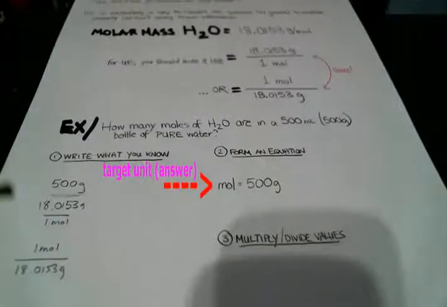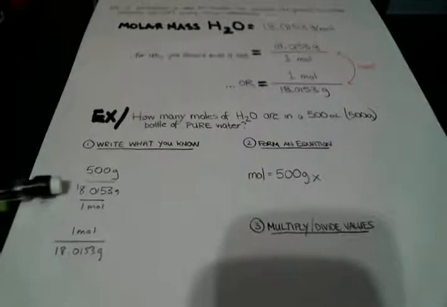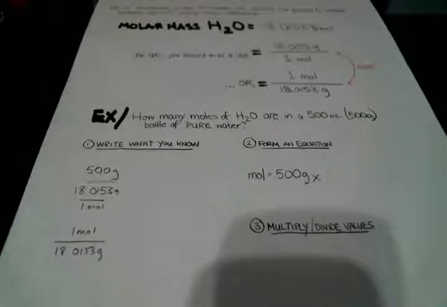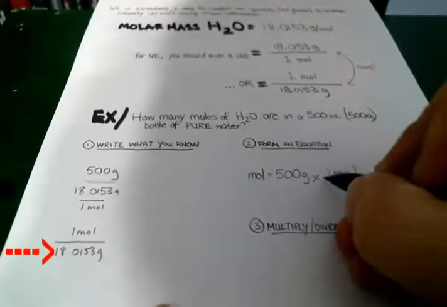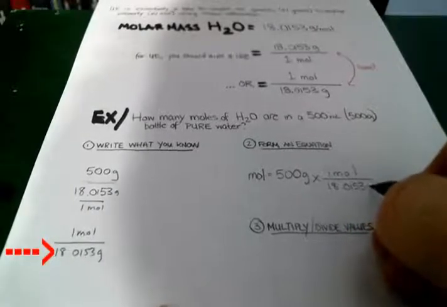Now, unit elimination is all about multiplication. And what I'm going to do is multiply 500 grams by one of these two fractions. The fraction that I'm going to choose is the one that has grams in the denominator, in the bottom of the fraction. Because the whole point of unit elimination, and I'm going to put my 1 mole over 18.0153 grams. The point of unit elimination, as the name would suggest, is to eliminate the units, just like how a numerator and denominator of a fraction also eliminate themselves.